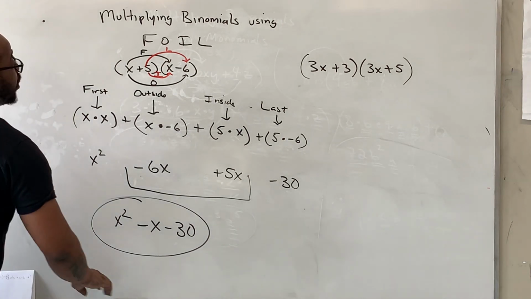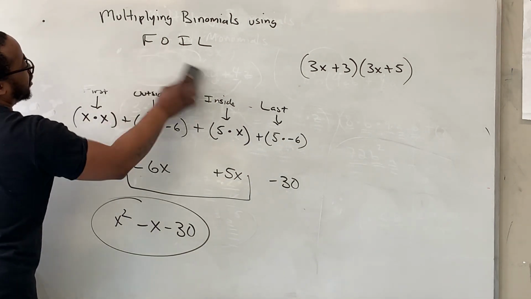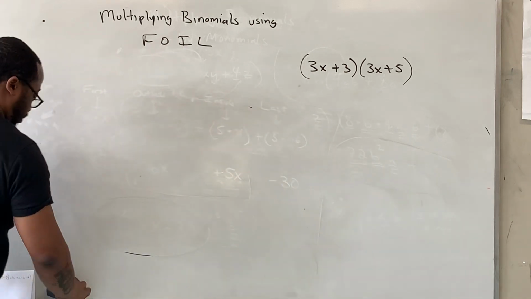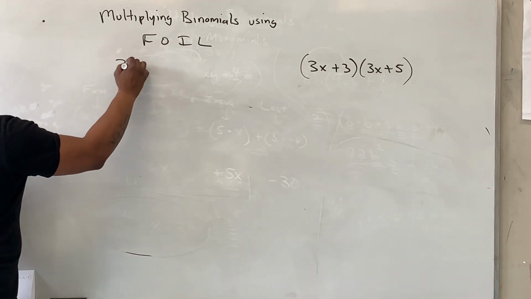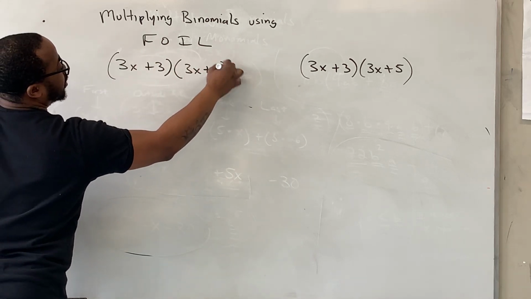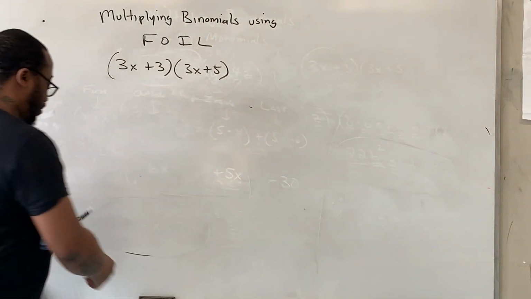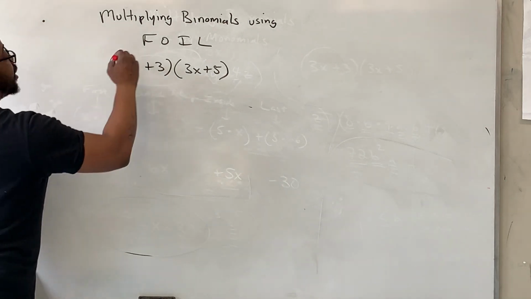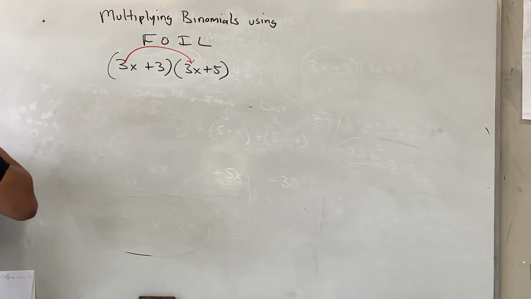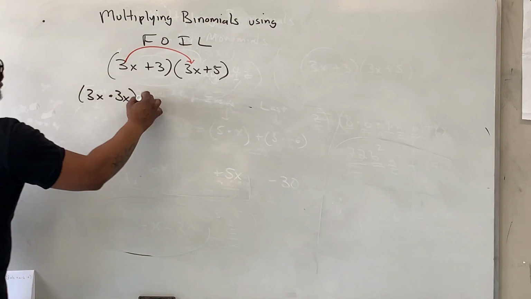Now what I want to do is a different one, which is the problem I have over there, okay? So let me rewrite that over here, which is 3x plus 3 times 3x plus 5, okay? And I can erase this here. Now remember what I said. This 3x is going to multiply by that 3x right there first. So I'm going to have 3x times 3x. That's the first.